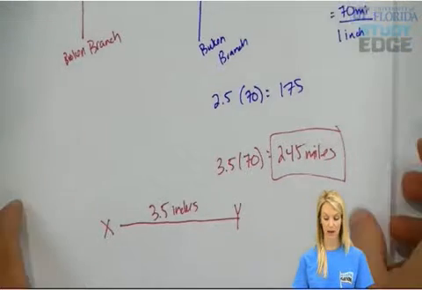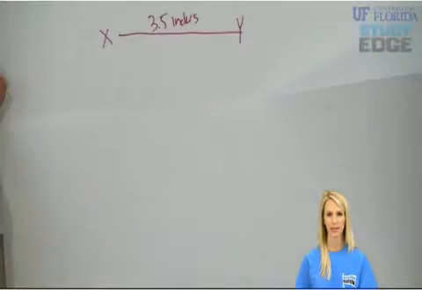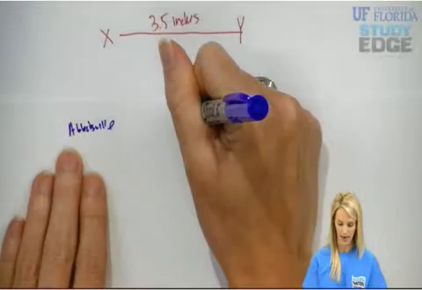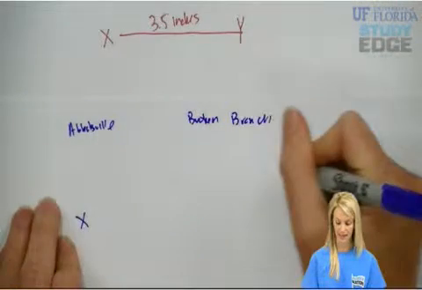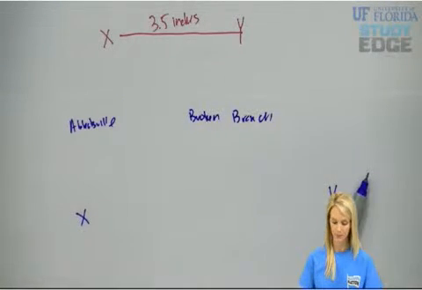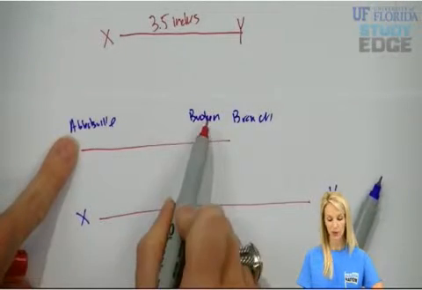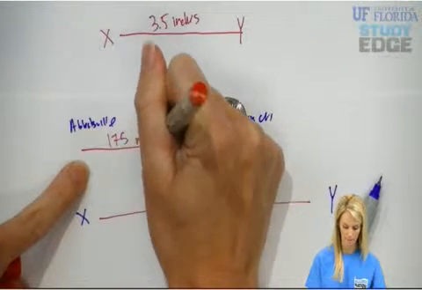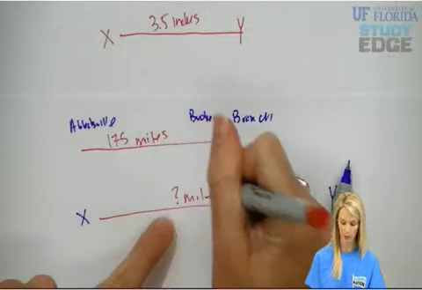Now we could set up this problem differently. We could set this problem up with algebraic proportions. Now what would that look like? Well, let's think about that. We know that we have Abbotsville and Broken Branch, and we know that we have city X and city Y. So we have Abbotsville to Broken Branch is 175 miles. Well, X to Y, we don't know how many miles it is. That's what we want to figure out.